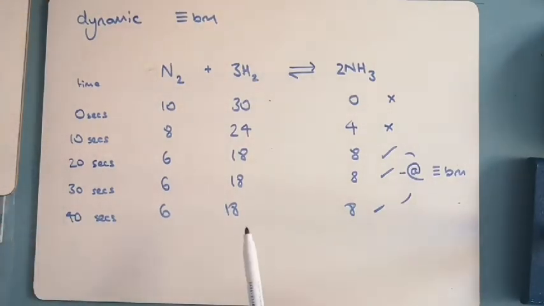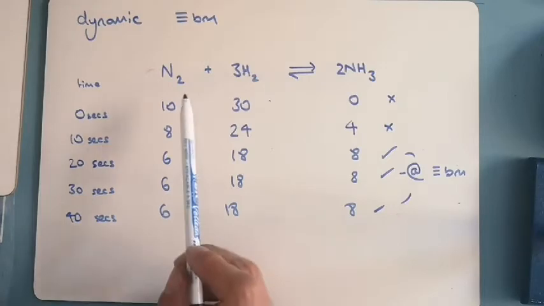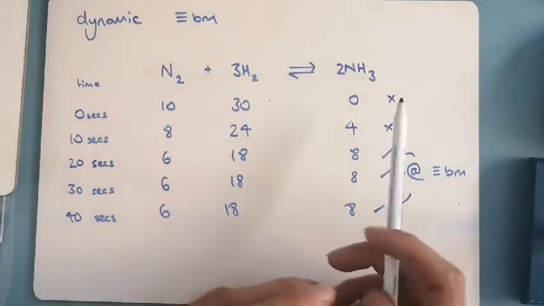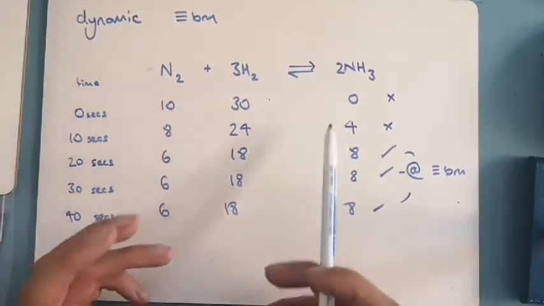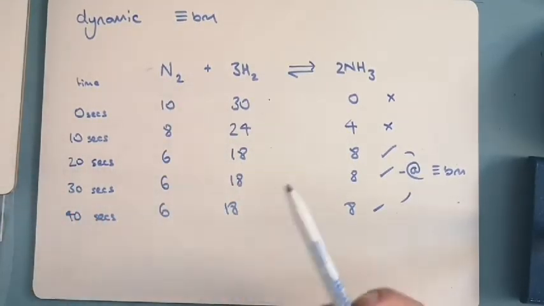Now there are reactions occurring. The nitrogen and hydrogen are combining and forming ammonia. It's just that ammonia is breaking down into nitrogen and hydrogen at the same rate, so the concentrations and amounts stay the same.